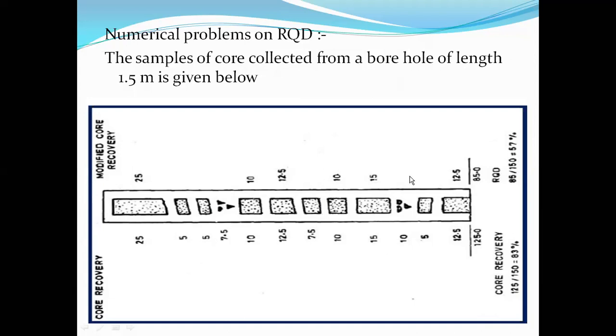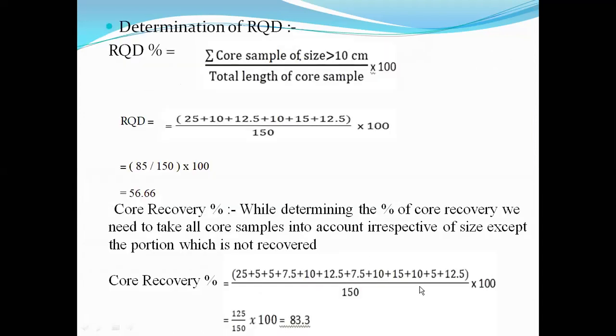In the same way here also, for the core recovery, these things also will be taken into account, and if I combine all of them together, how much is it? The sum of these values is going to be 125, and the total length is how much? 150. This is the percentage of core recovery. If someone asks to determine the RQD as well as the percentage of core recovery, this is how we need to determine it. Okay, let us see.